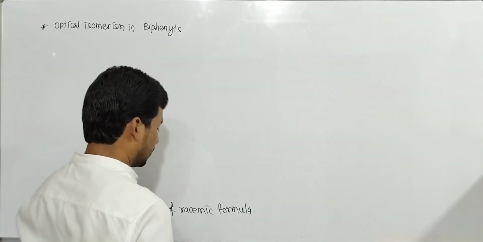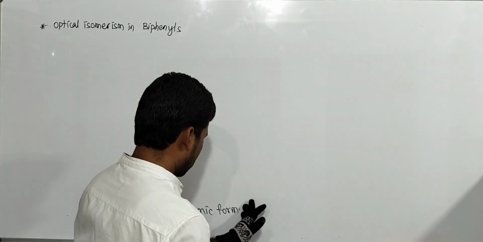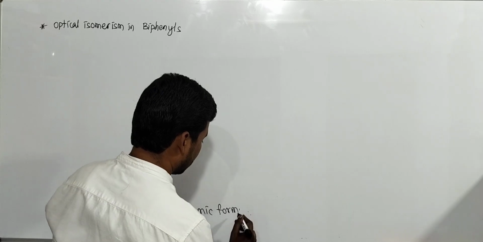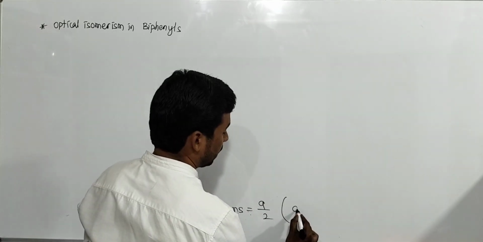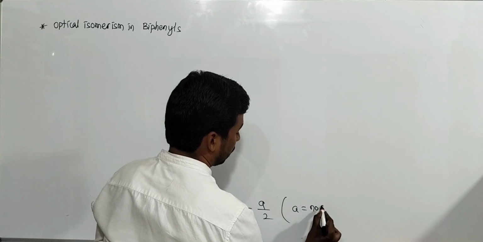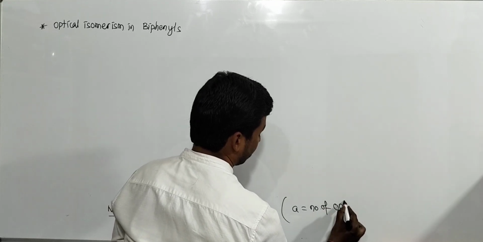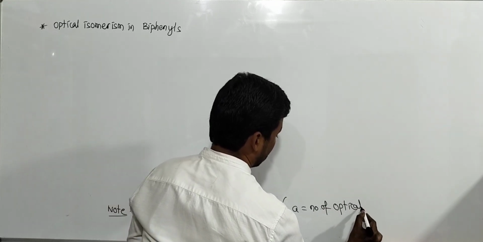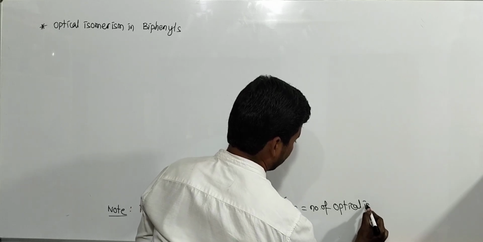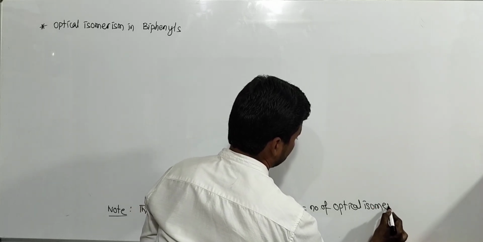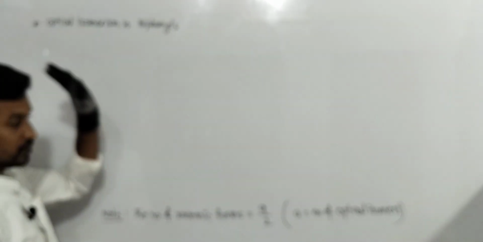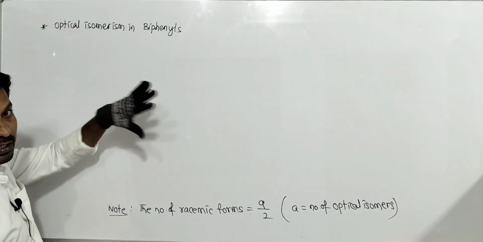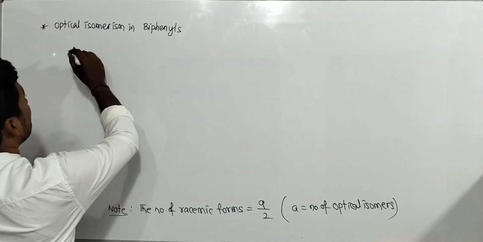Number of racemic forms is equal to A by 2. What is A? The number of optical isomers, the number of enantiomers. So the number of racemic forms is the number of optical isomers by 2. This is the formula to calculate the number of racemic forms. Remember this one. Write it in the table where the number of optical isomers is calculated by formula.